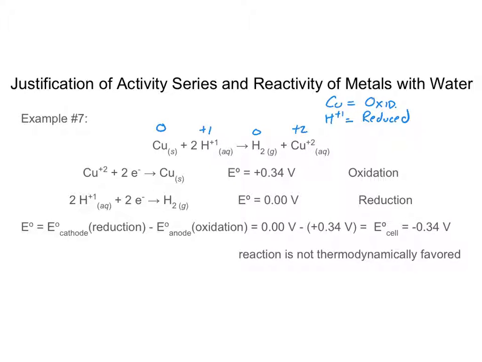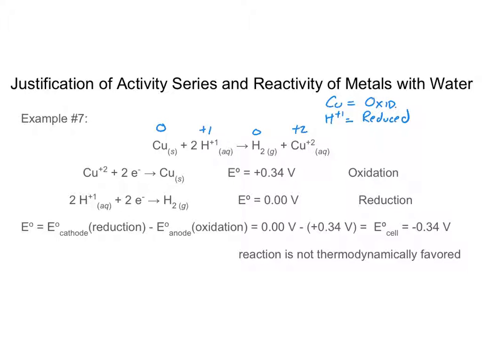Okay, now, in this case here, I grabbed the half reactions as they appeared out of the textbook. So when I grabbed the cell potential, or the reduction potential for copper, it's +0.34. The reduction potential for hydrogen is still 0. So when I plug those values into the cell potential formula, I get the reduction, which is 0, minus the oxidation, which is 0.34, and I get a value of negative 0.34. So this reaction is not thermodynamically favored.